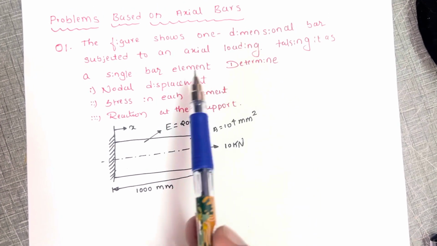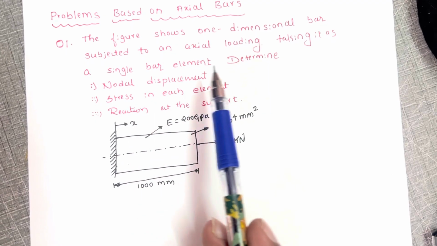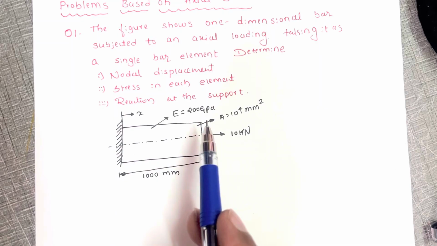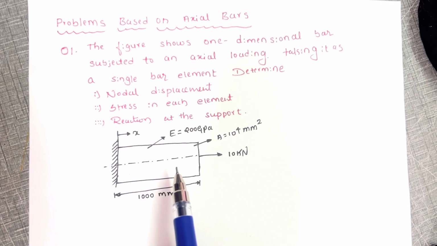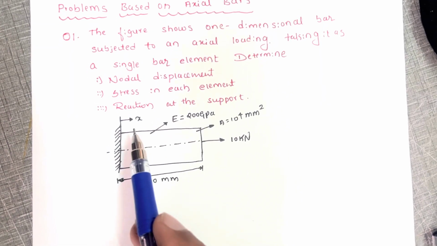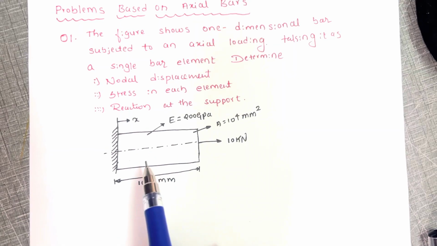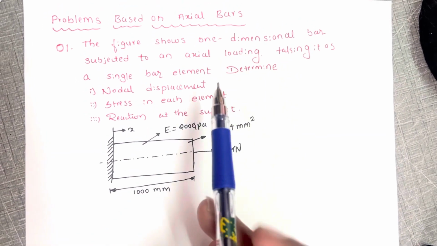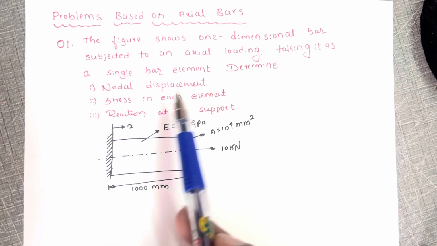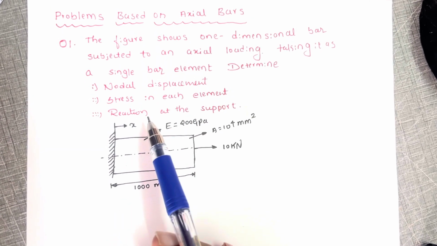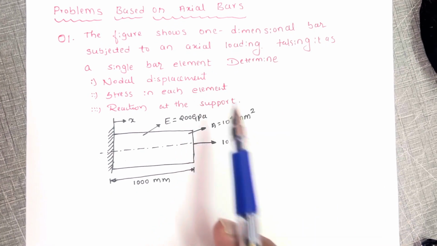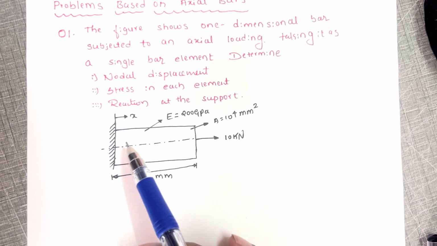Okay, so an axial loading, taking it as a single bar element, we have to consider this entire body as one body. Sometimes they will mention it as two bodies, and at that time we have to divide this entire body into two elements. Now it is a single element, single body. So we have to determine nodal displacement, stress in each element, and reaction at the support. Nodal displacements are q1 q2, stresses are sigma 1 sigma 2, and reactions are r1 r2.